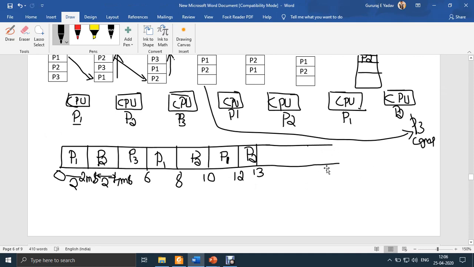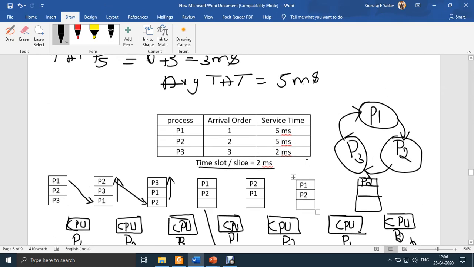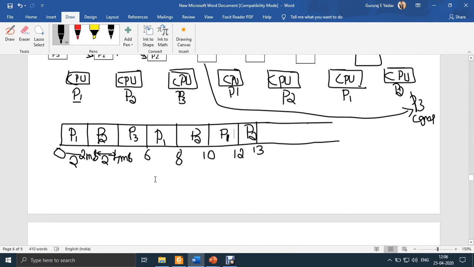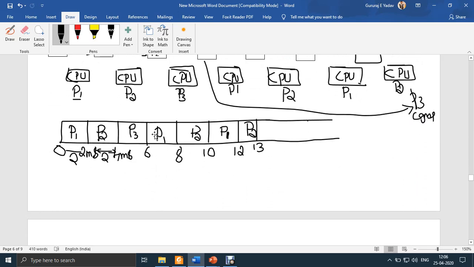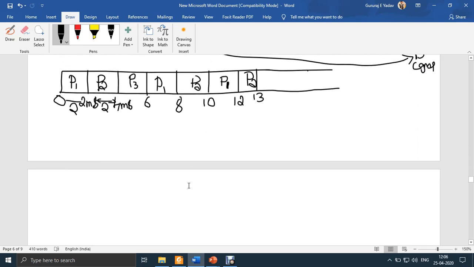Schedule for the above example. So hope you got how this will be rotated, right? How each will be given the chance for a predefined time slot. So now, as usual, we have to find out waiting time and turnaround time. So first we shall find out waiting time.